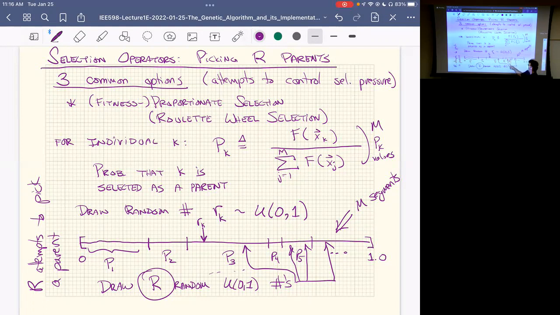So like, if R is equal to 4, these 4 dots, I've got 1 hits 3, 2 hit 5, 1 hit whatever, this one is 6. And so then my 4 parents are going to be 3, 5 twice, and then this one. I can choose a segment twice, and that way it's another way that it can be reproduced. So this is one way to do selection of those R parents, and it has high selective pressure.